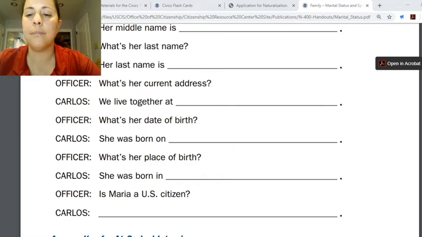And what's her place of birth? Carlos: She was born in Mexico. Officer: Is Maria a U.S. citizen? Carlos: No. She is a Mexican citizen.